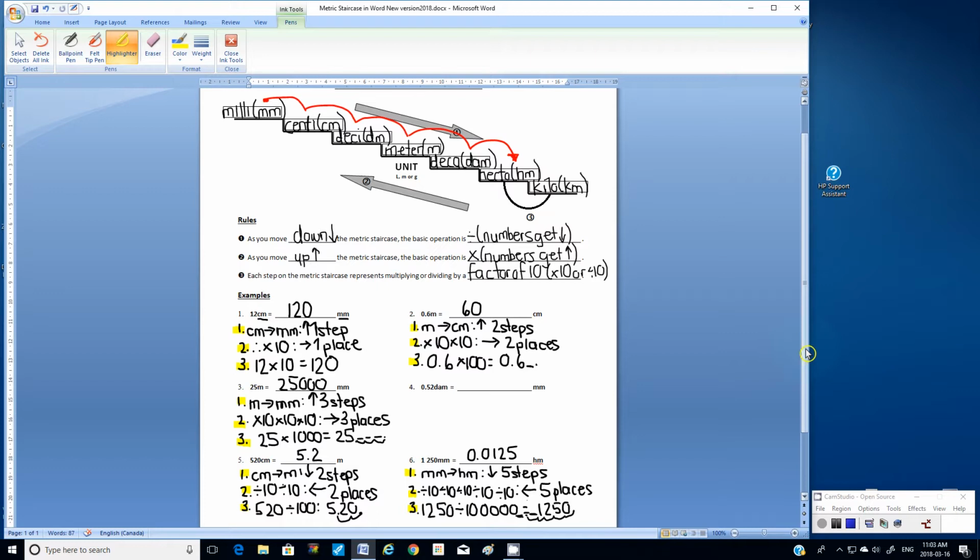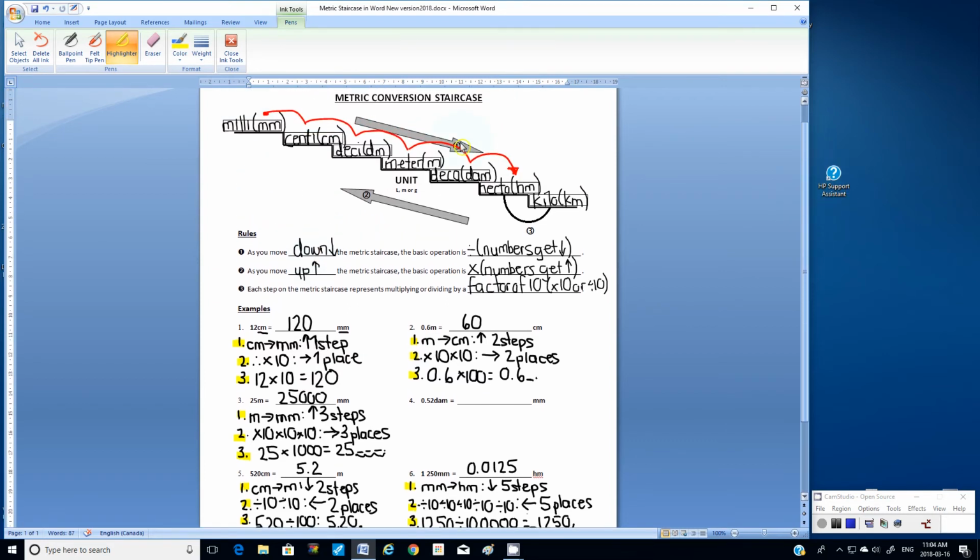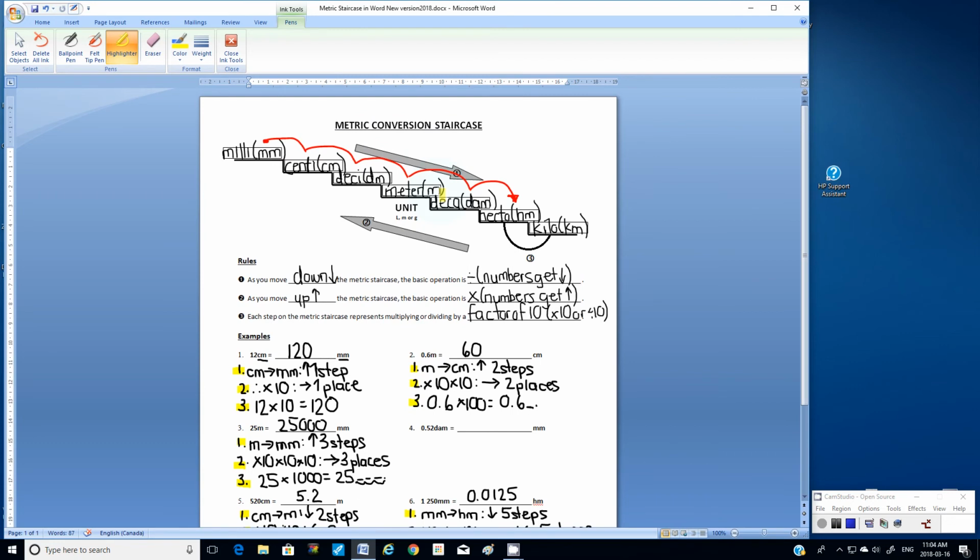So what I'd like you to do, to end this lesson, is complete question 4, question 7, and question 8, showing all of your work, your 3 steps, how I've modeled it for these 5 examples. Okay, again, follow these 3 rules, 1, 2, and 3, and make sure that you're showing the hops up here on your metric staircase.